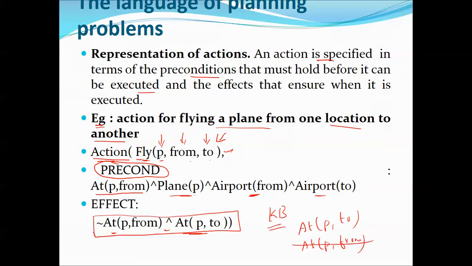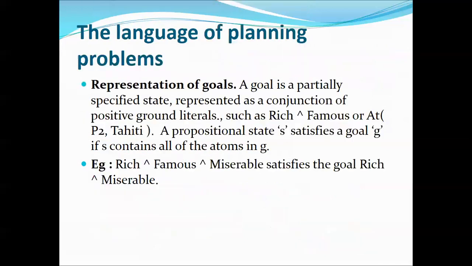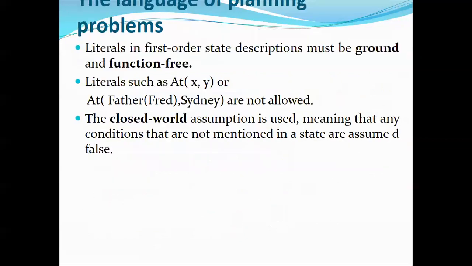Once you remove it from the knowledge base, if something is not mentioned, it is false. It means that the plane is not at location from. Currently the plane is at location to. So this is how we apply an action. When you apply an action, you have to check the precondition. If the precondition is satisfied, then apply the action. For the goal state, all the literals mentioned in the goal should be available in the state S, then the goal is achievable.